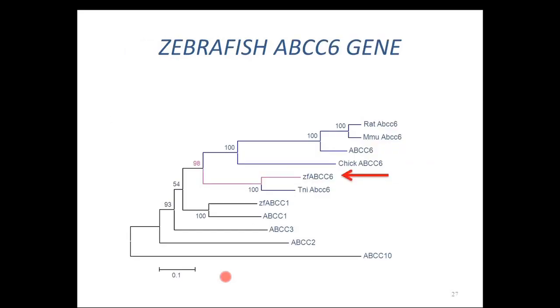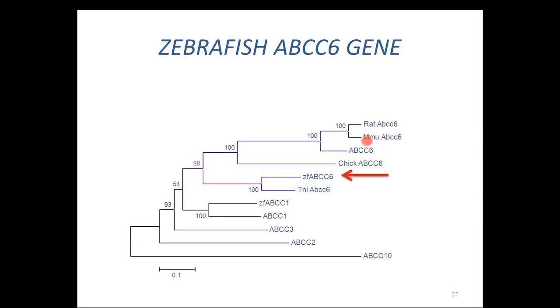And so when we applied this then to ABCC6, the PXE gene, we found that the zebrafish in fact had an ABCC6 gene that was quite similar to human and mammalian and other vertebrate genes. This is a gene tree where we basically take the amino acid sequence and compare it to see which ones are more like each other.